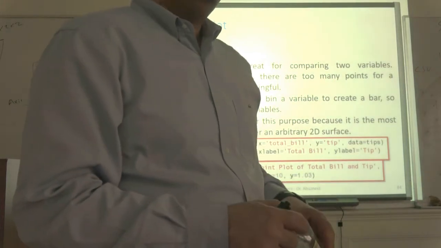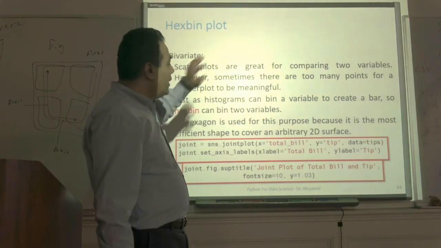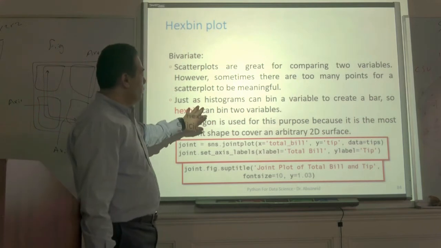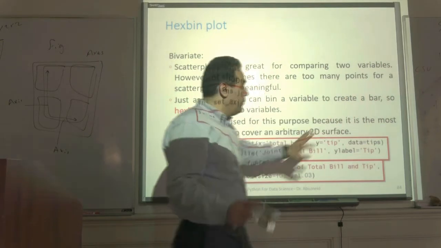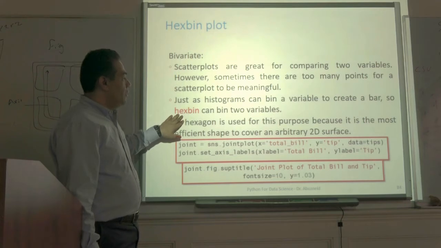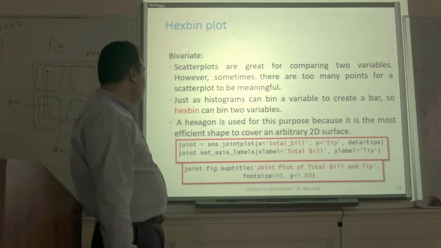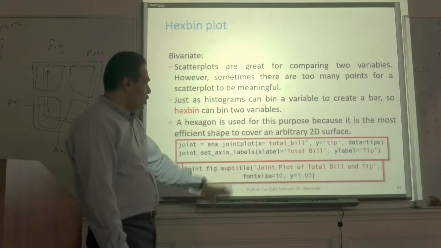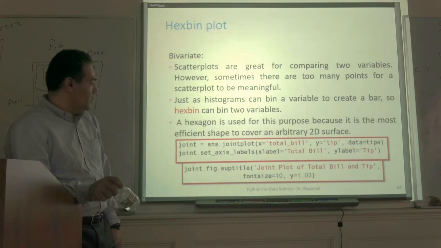Group them, right? Just as a histogram can bin the variable to create a bar, the aggregate for a histogram was a bar. Combine them. The aggregate for a scatter plot is the hexbin, where you can bin two variables. The hexagon is used for this purpose because it is the most efficient shape to cover an arbitrary 2D surface. Okay, so the same thing.